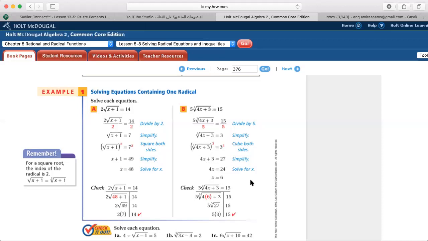And checking your answer is so important, because when you check your answer, if you get the correct answer, the value that you get for x is correct. But if you check your answer and you didn't get 15, for example here, the value that you get for x is wrong. So x here is 6, so you're going to substitute x for 6. 4 multiplied by 6 is 24. 24 plus 3 is 27. Cubic root of 27 is 3. 3 multiplied by 5 is 15. Correct, 15.